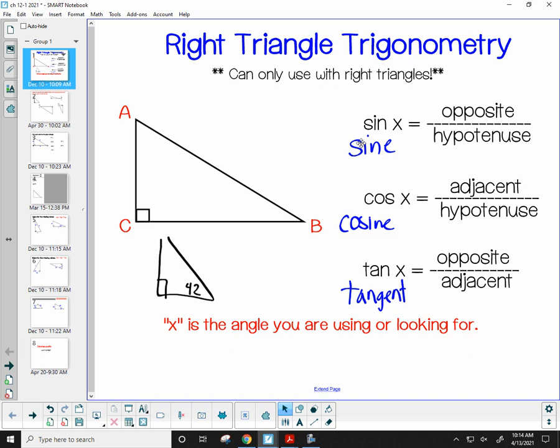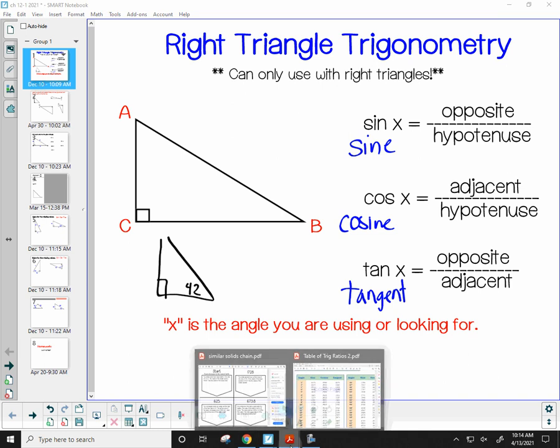All those are just names. You can name them Fred, Bob, and Tim for all that matters. Sine, cosine, and tangent are just names that represent that you're comparing two sides. So the sine of an angle compares the opposite side to the hypotenuse of the triangle. The cosine compares the adjacent side to the hypotenuse. The tangent compares the opposite side to the adjacent side. So sine, cosine, and tangent are just comparing specific sides.